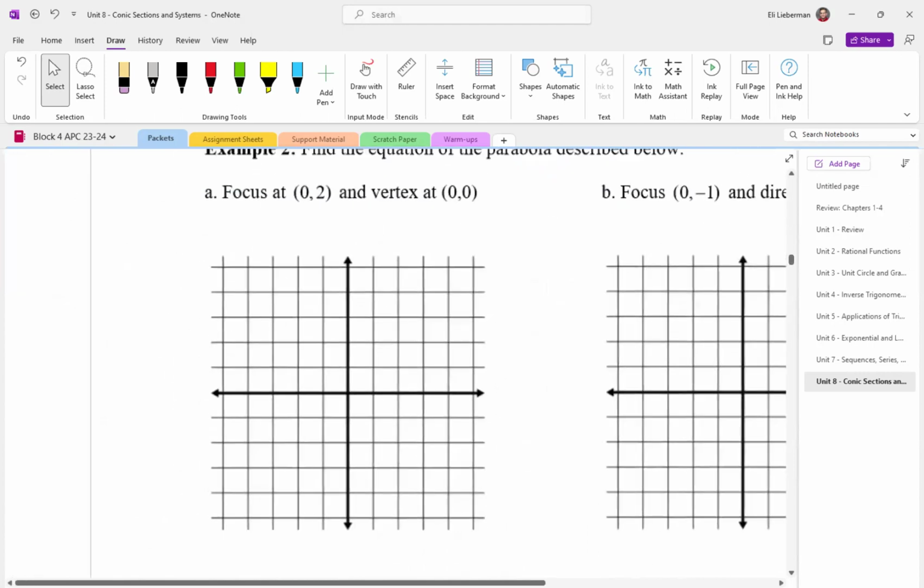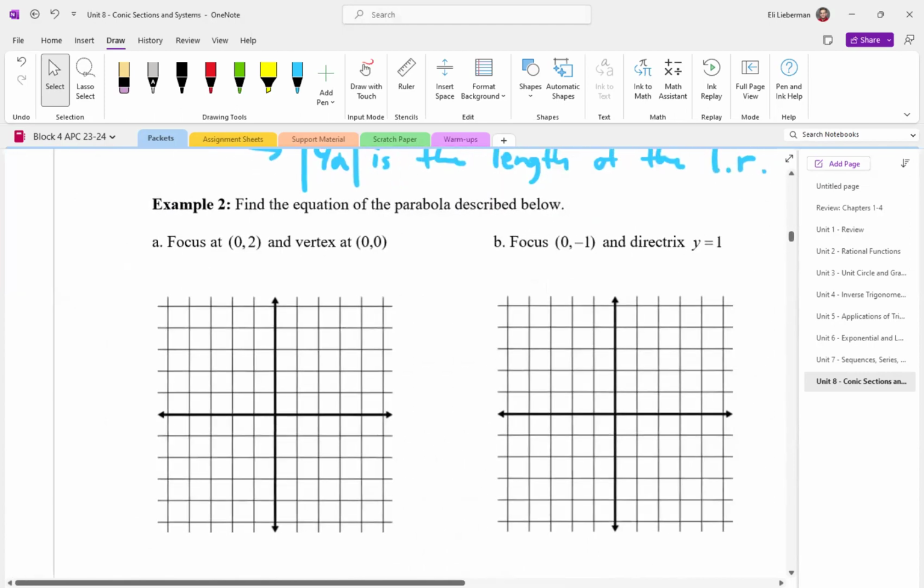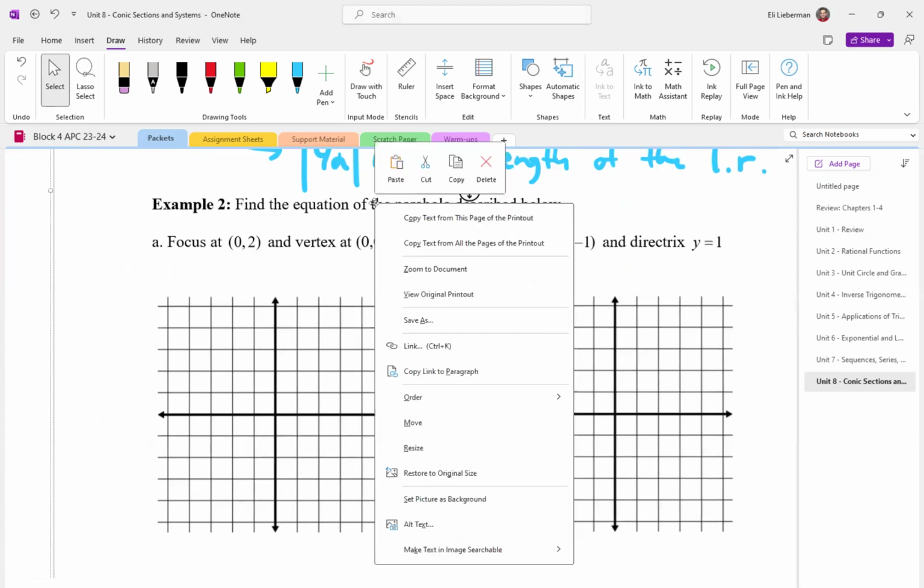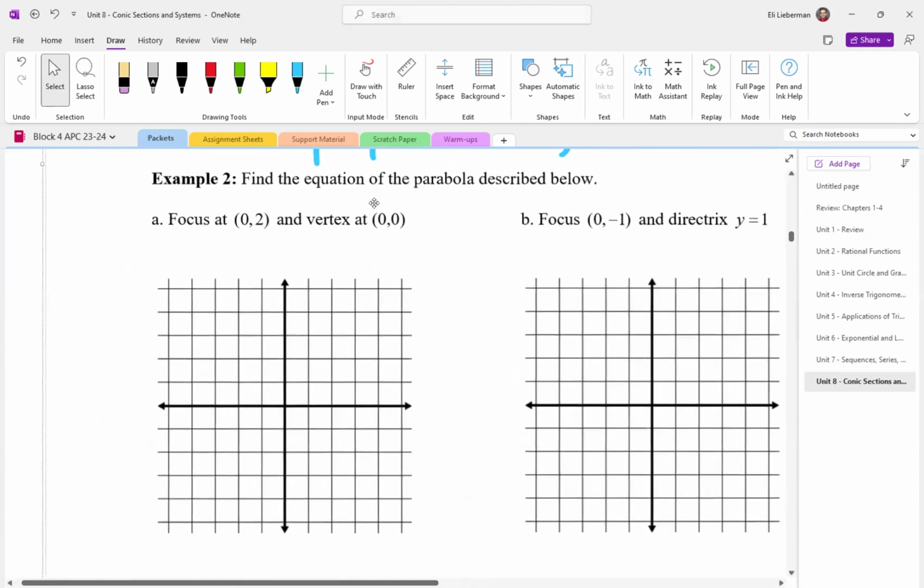Let's do one at a time. It's asking you to find the equation of the parabola described below. Let's see what you could do with just the information you have so far. Discuss quietly with your neighbor while you're doing this.